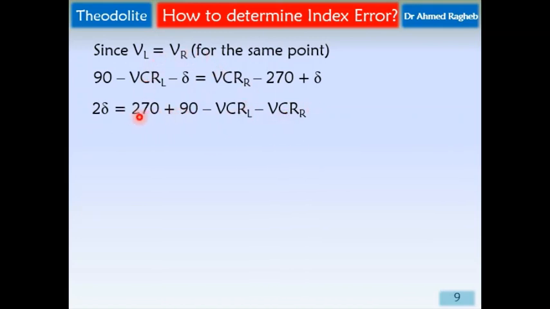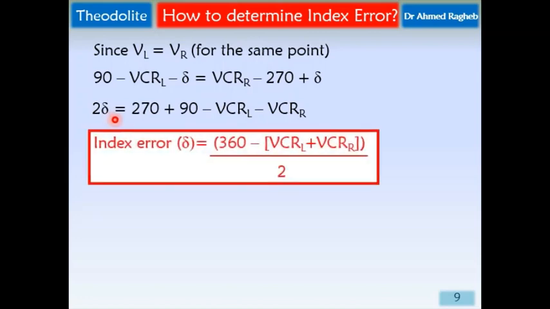270 plus 90 equals 360, minus the common factor, so it's VCR plus VCR divided by 2, ending up with the famous equation for the index error: the index error equals 360 degrees minus the summation of VCR left plus VCR right, over 2.